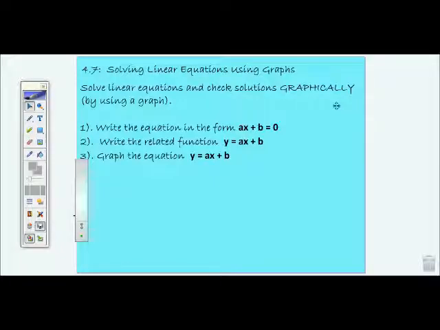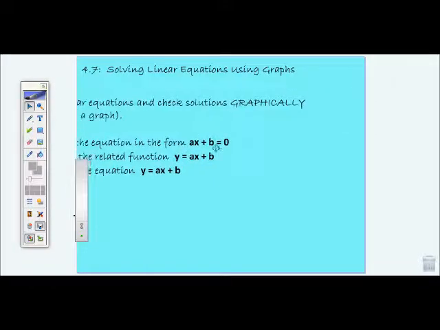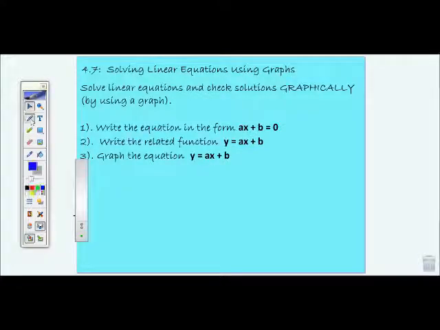We need to write the equation in the form ax plus b equals 0. We need to write it in the related function y equals ax plus b, and that is the form we will use when we need to graph. So you'll notice that this is, whoa, sorry about that. Let's undo that. I didn't realize that wasn't locked there. You will notice that this is similar to y equals mx plus b that we've been using for graphing.